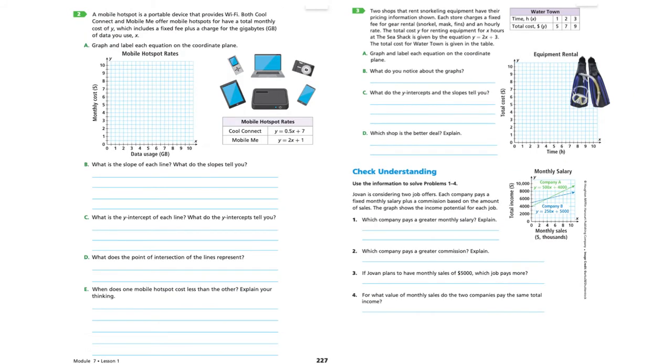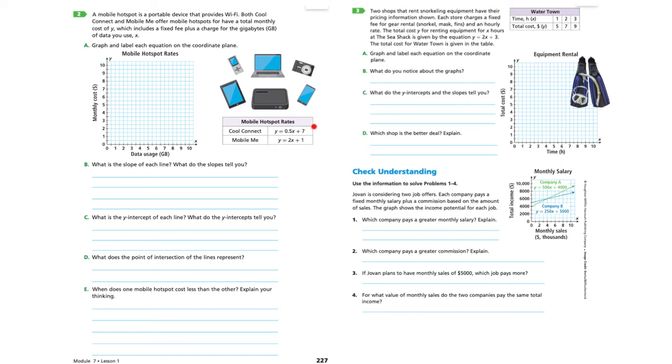All right, so let's look at number 2. It says a mobile hotspot is a portable device that provides Wi-Fi. Both Cool Connect and MobileMe offer mobile hotspots for a total monthly cost of Y, which includes a fixed fee plus a charge for the gigabytes of data you use, which is X. So you can see here they label the X-axis as data, gigabytes, and y is the total monthly cost. Graph and label each equation on the coordinate plane.